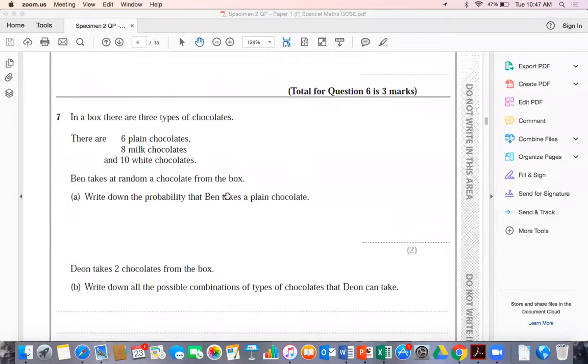Okay, let's look at number 7. In a box, there are 3 types of chocolates: 6 plain chocolates, 8 milk chocolates, and 10 white chocolates. Ben takes a chocolate from the box. Write down the probability that he takes a plain chocolate. So I wrote 1 out of 4 chances. That is common sense now. Okay, so I included it.